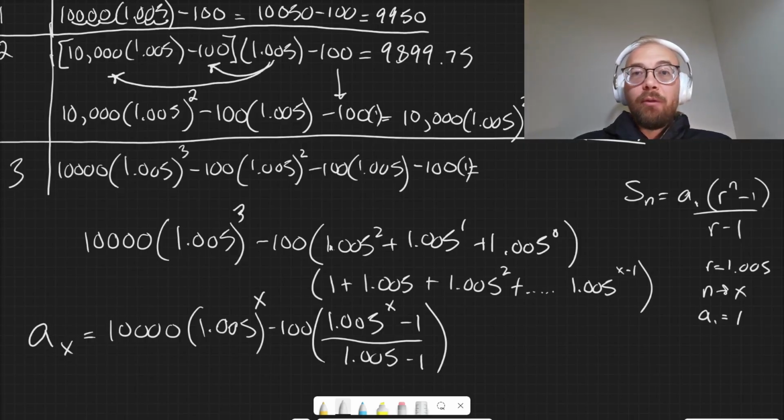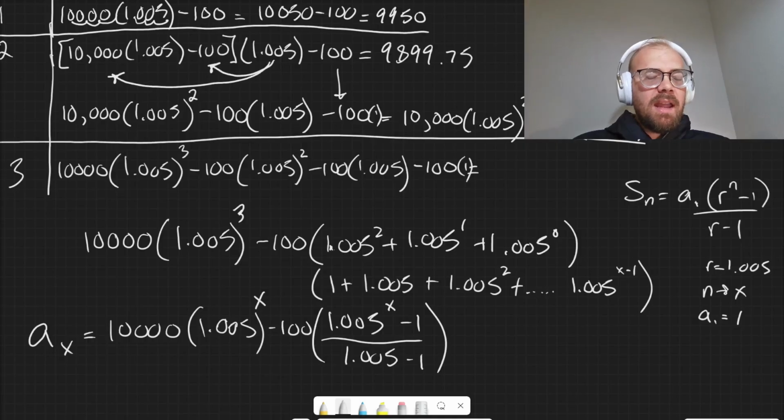So if we're looking for the 12th month, after 1 year, it'd be 10,000, and then 1.005 to the power of 12, minus 100, and then parentheses 1.005. I'm just using my phone calculator here, but you can use a scientific or a graphing calculator, and that would also work just fine. If anything, even better, because phone calculators are a little weird sometimes. So that's minus 100, 1.005 to the 12th power minus 1. All of that is over 1.005 minus 1, which would be just 0.005.